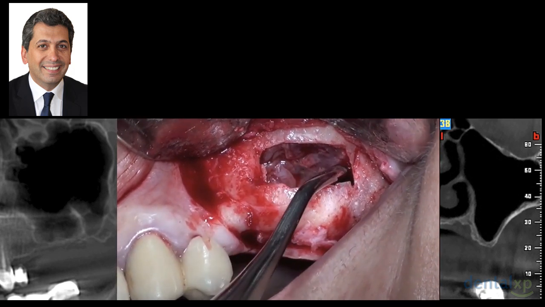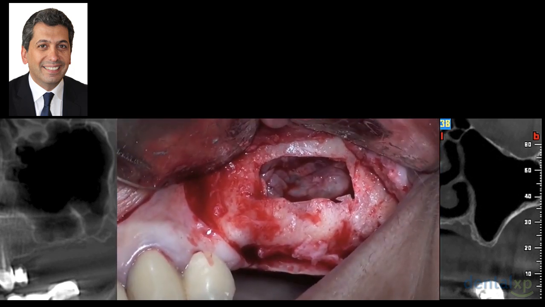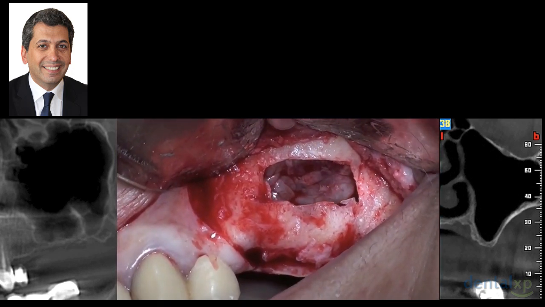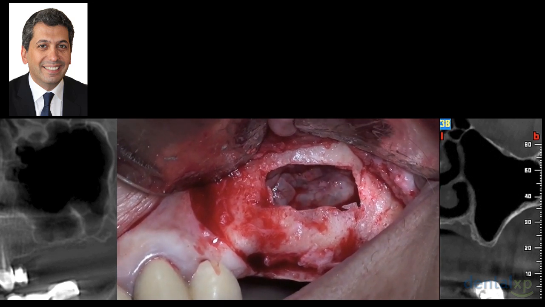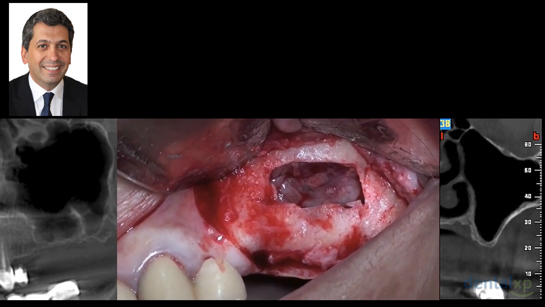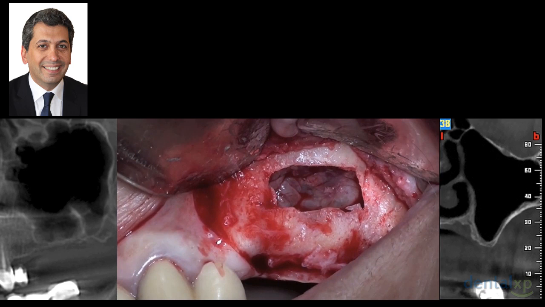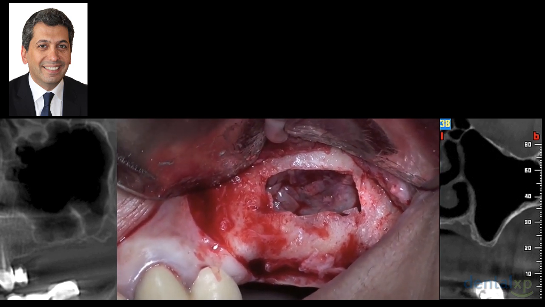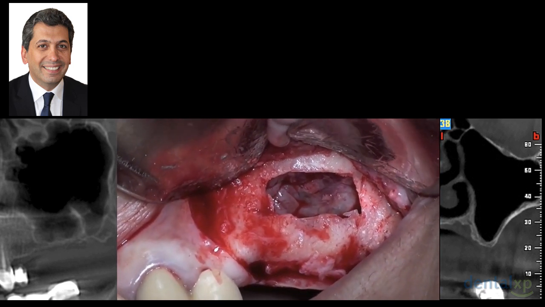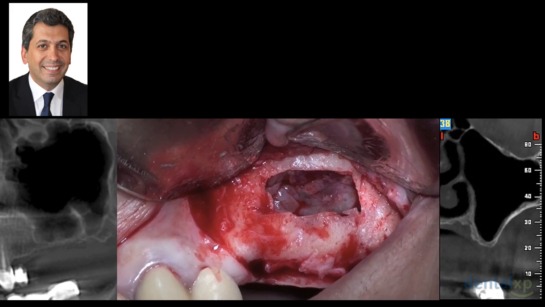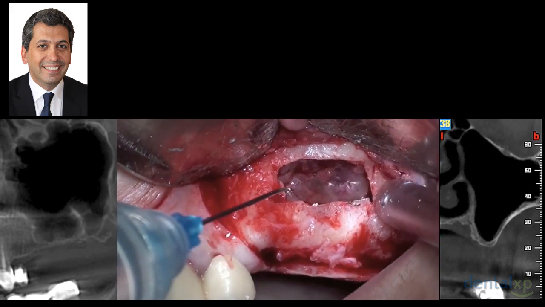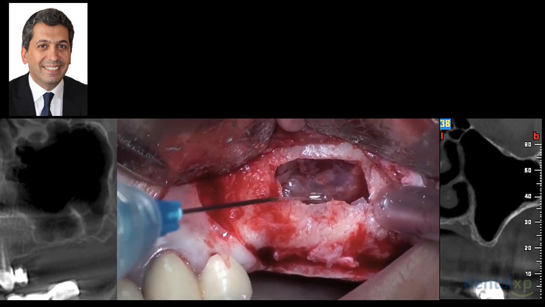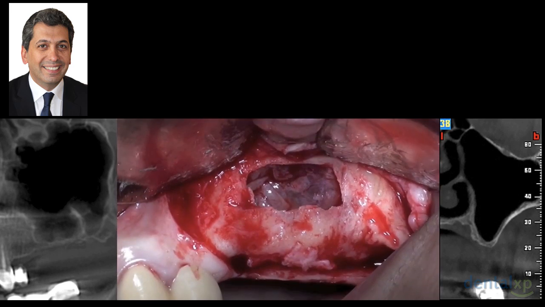sinus. And you can see that once I completely elevated the membrane, we have the breathing movement of this membrane. Whenever the patient breathes, the membrane moves with him. And this means that it's properly detached now. And usually when we don't have any tears in the membrane, it will move properly. When we have a perforation, it will not move.